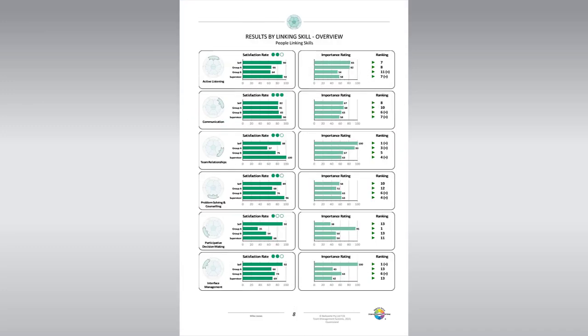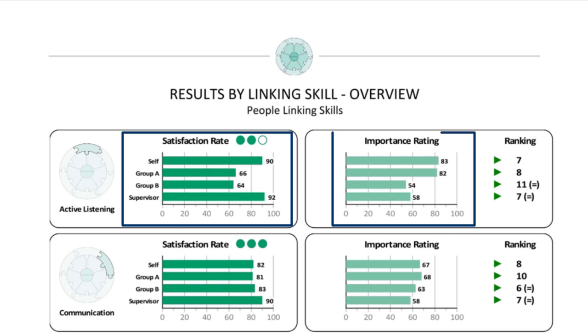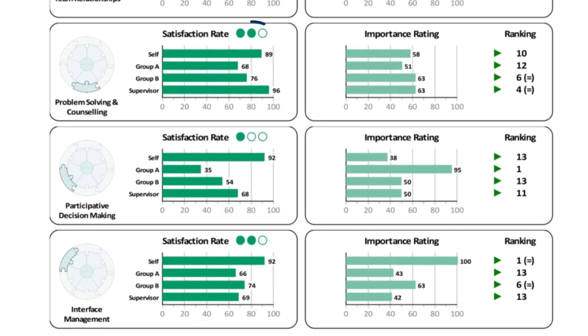The following section, Results by Linking Skill Overview, includes a series of bar graphs showing the satisfaction rates and importance ratings given by the various rater groups for each of the 13 linking skills. These present the raters' perceptions of performance and the priority for each linking skill. Each linking skill is categorized into one of 3 bands, determined by the lowest satisfaction rate given by any group: reasonably high satisfaction rate, moderate satisfaction rate, or focus area.